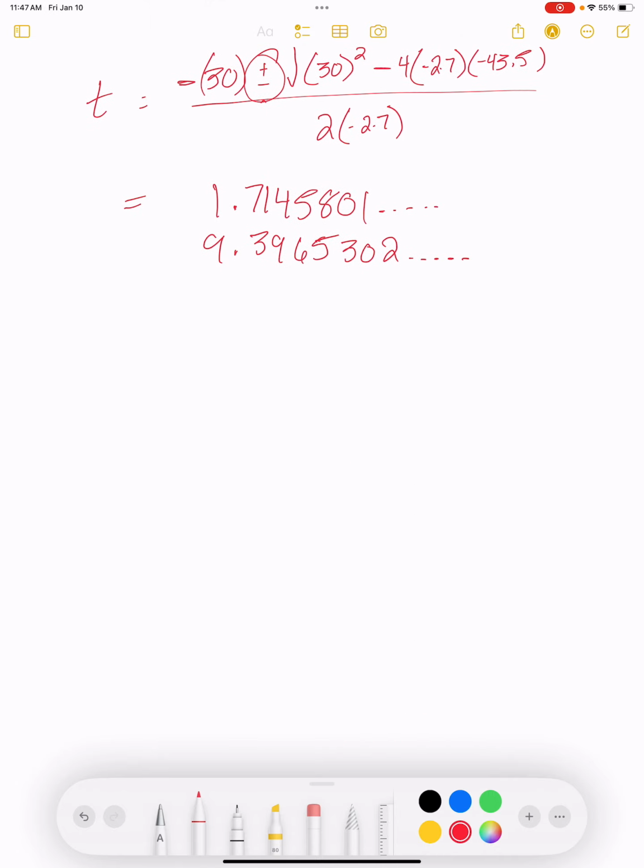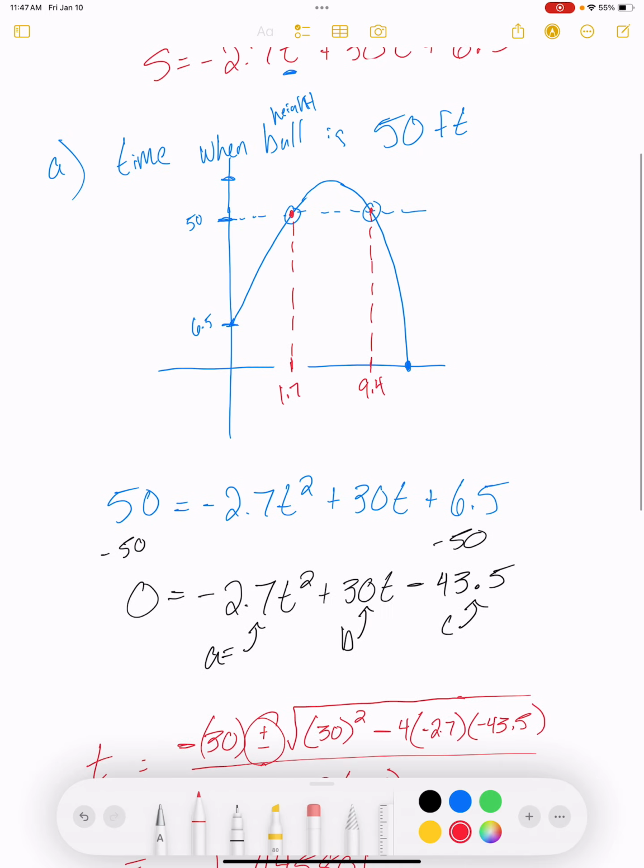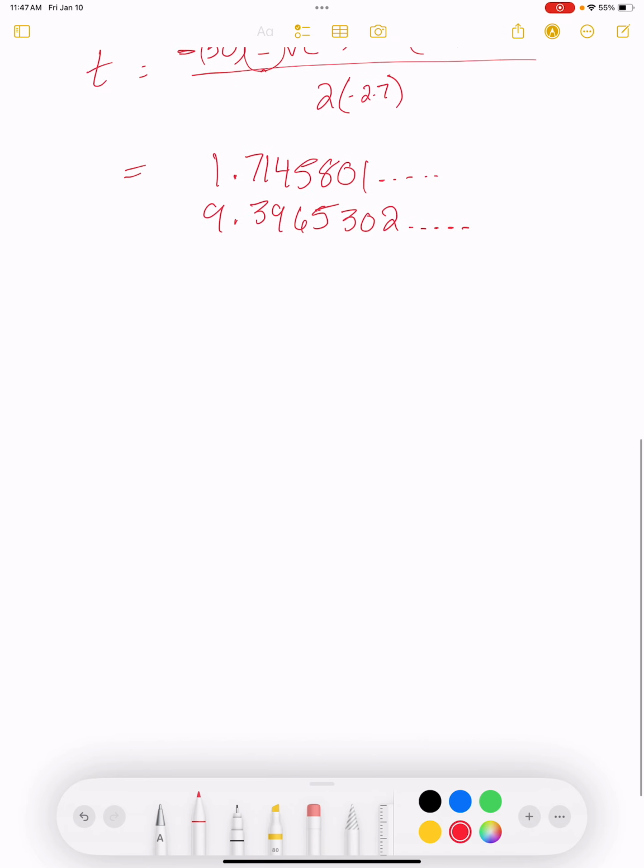Let's see, do I have some more time? How many seconds will it take for the ball to hit the moon's surface? Well, here's the moon's surface. How many seconds does it take the ball to just have a height of 0, right? So this is kind of another question altogether. So where is the height 0?